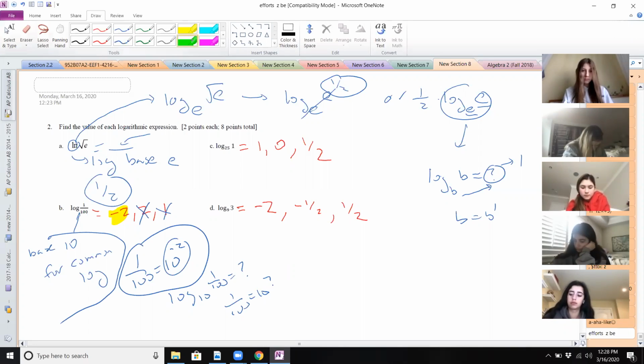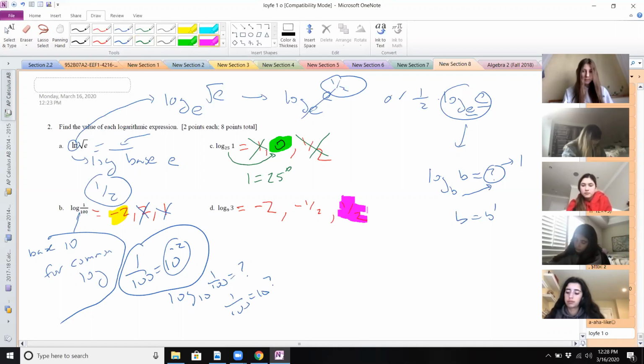Now here, hopefully you got 0 for that one. The reason why is that 25 to the 0 power, or anything to the 0 power for that matter, equals 1. And then for this one, it's just going to be 1/2.